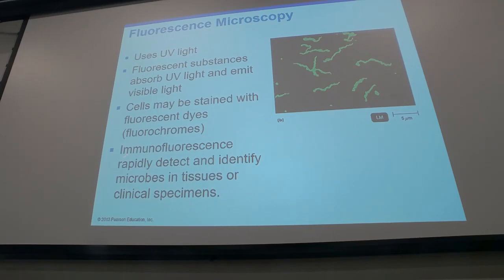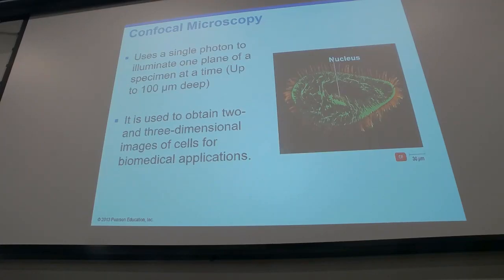And then when you use antibodies to detect the presence of these surface proteins in the objects, you have something that's called immunofluorescence. So it's very useful to detect proteins in tissues or clinical specimens.